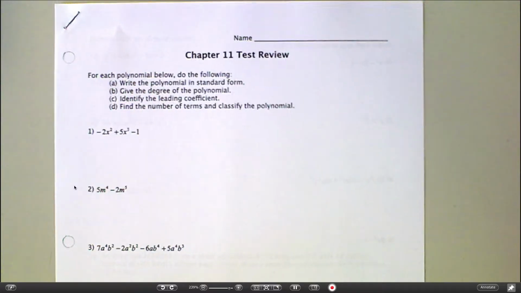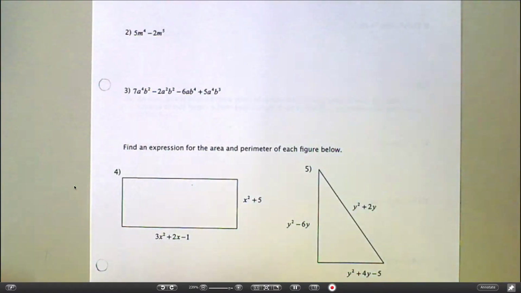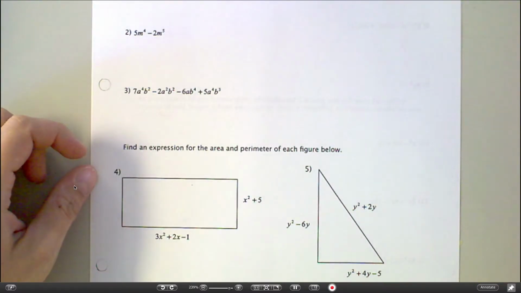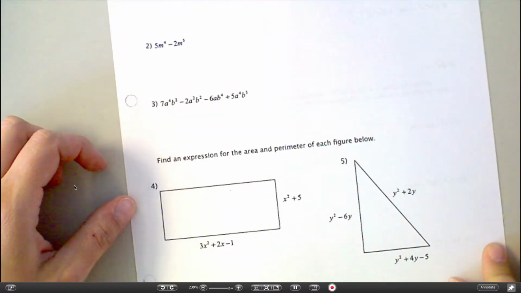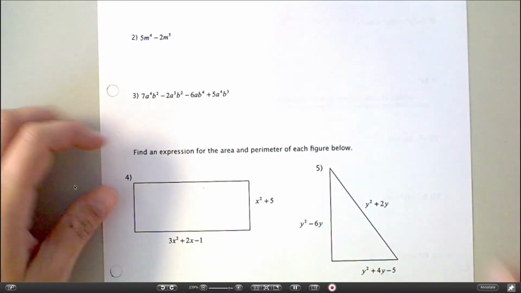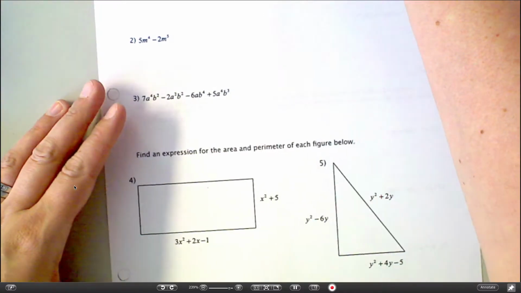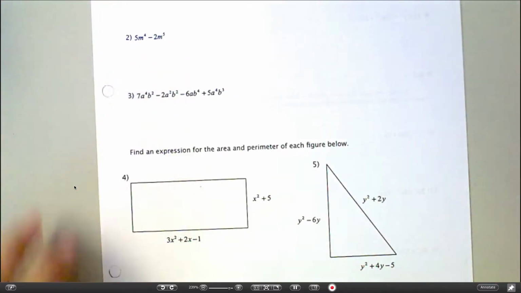Identify leading coefficient and find the number of terms. Okay. So standard form for a polynomial. You put them in order by the greatest exponent. Normally, like in number 1 and number 2, that's pretty easy, right? Because you're just looking at the individual exponents.